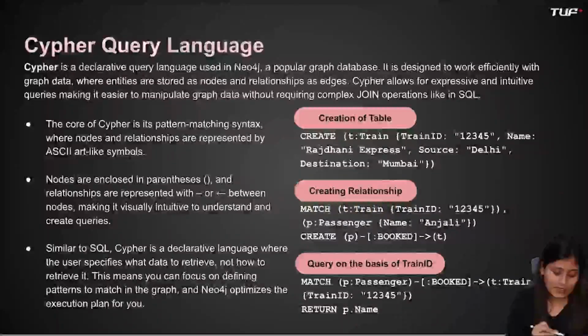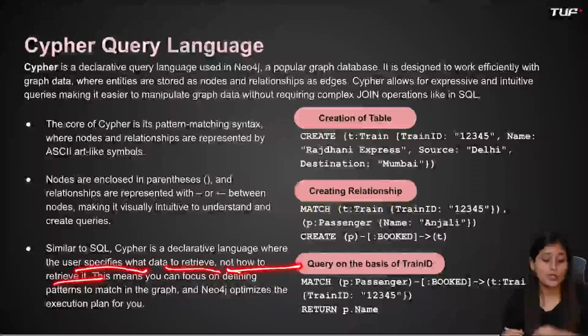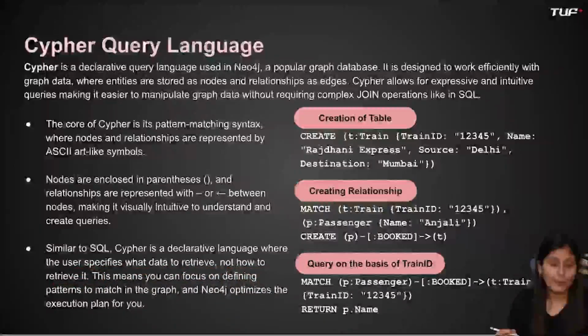making it visually intuitive to understand. Similar to SQL, Cypher is a declarative language, where the user specifies what data to retrieve, not how to retrieve it. So basically, with Cypher query language, it is similar to SQL, where we do not need to specify how to retrieve data, but instead we focus on what to retrieve.